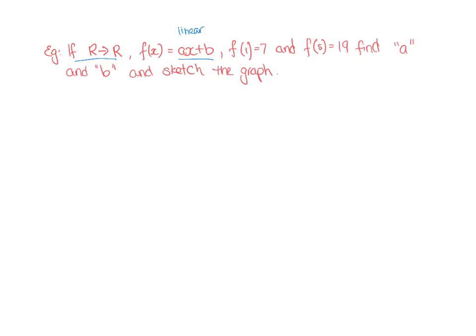What you can do is, when we have two unknowns, so we've got a and b, we need to be able to set up two equations. We can do that. If they've told me that f of 1 equals 7, therefore I can write out the equation. I could say that 7 equals a times 1 plus b, and I could simplify that to be 7 equals a plus b. So I've got one equation there.